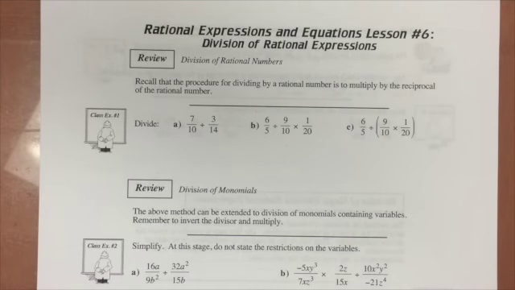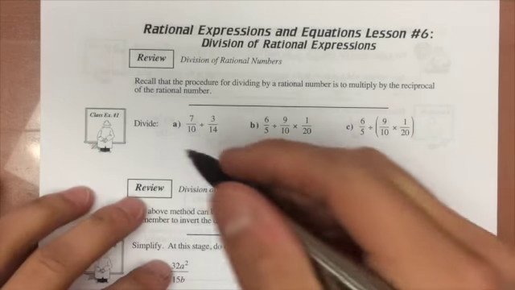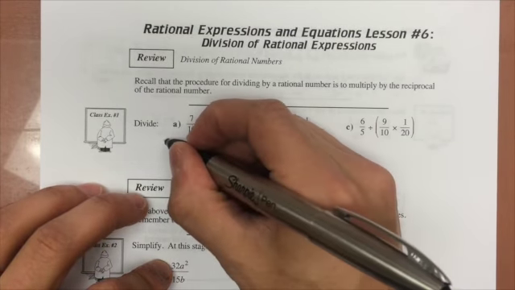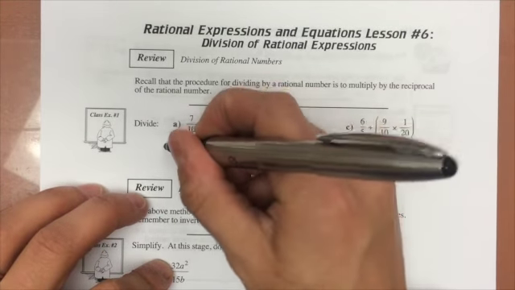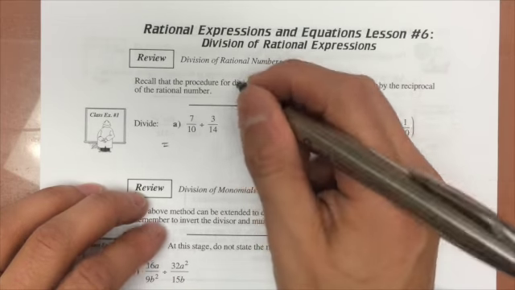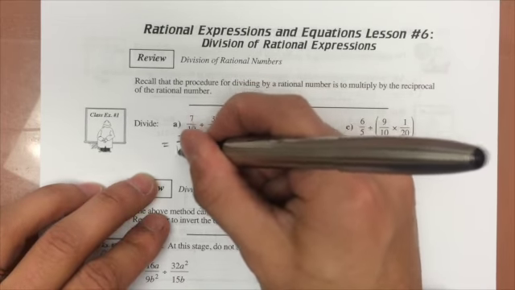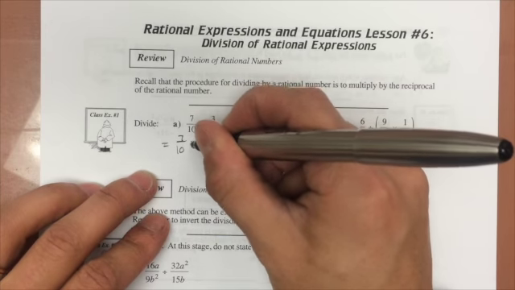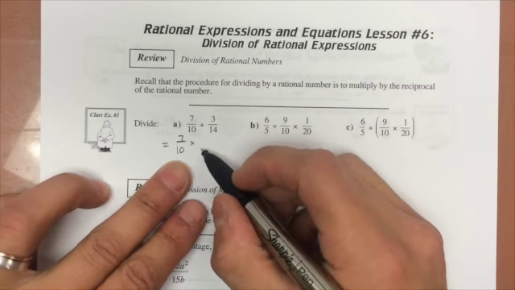Okay, so today we're going to look at division of rational expressions. When we're dividing rational expressions, just remember that if you are dividing a regular fraction, such as 7 over 10 divided by 3 over 14, the way we approach problems like this is we turn it into a multiplication problem.